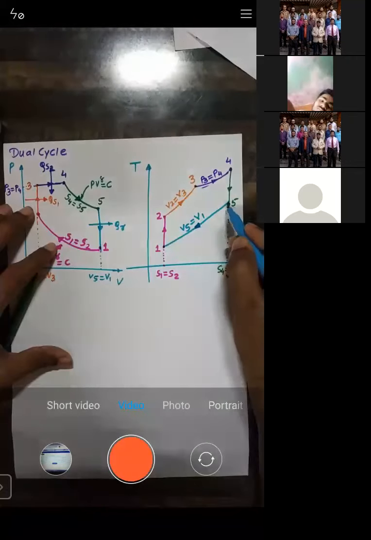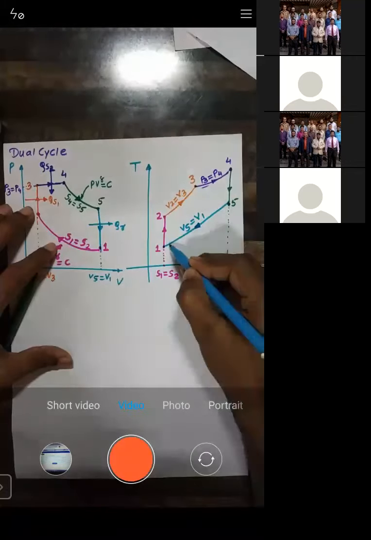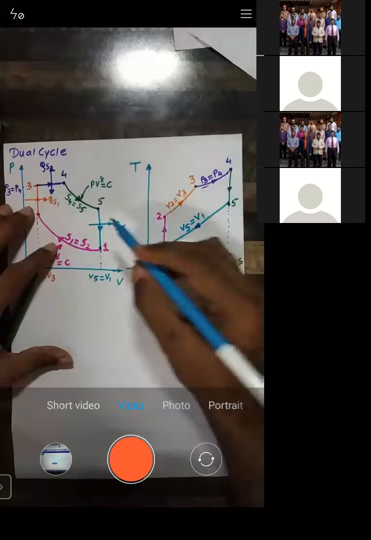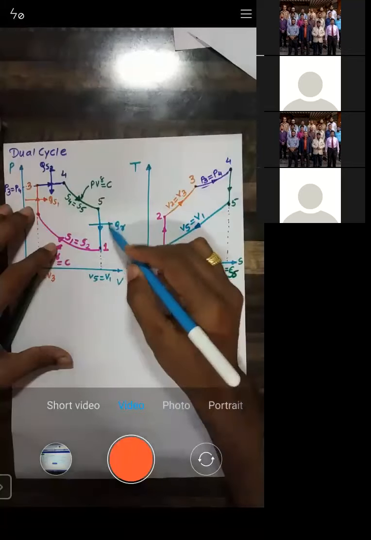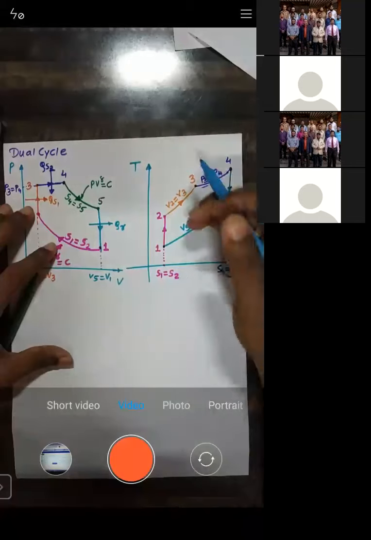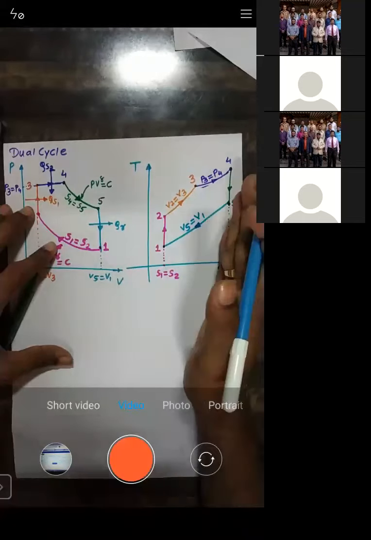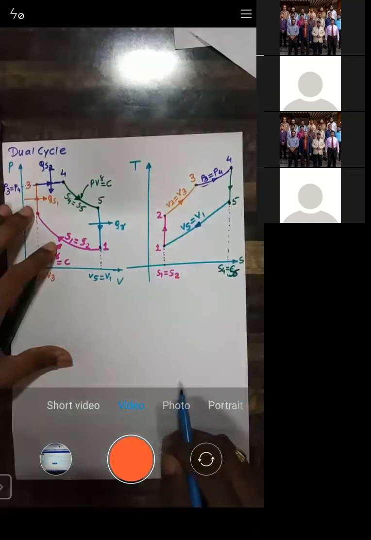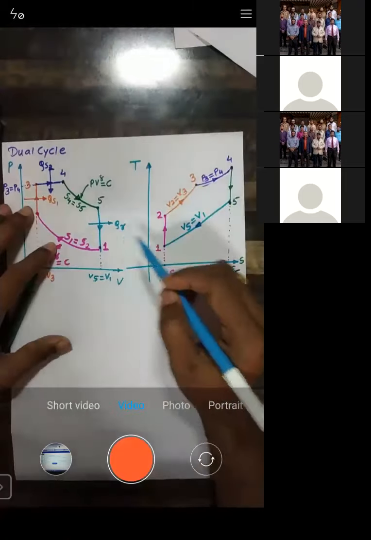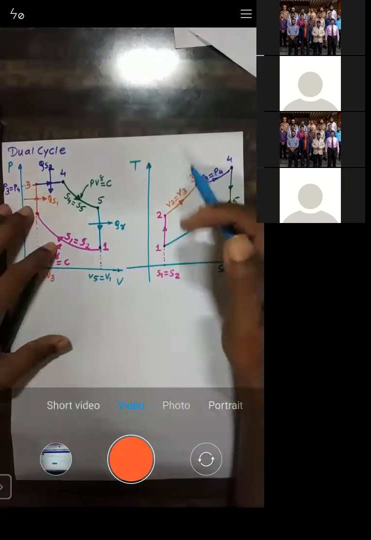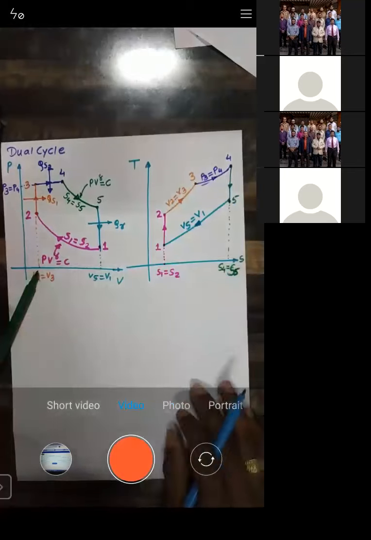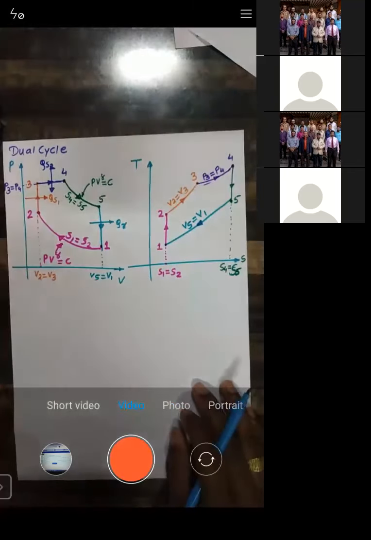So when we move from 5 to 1 on this line, volume is held constant, and as the heat is rejected, the temperature will drop down. At the same time, entropy will also drop down. So during heat rejection, temperature drops down as well as entropy. This is what the TS diagram is.